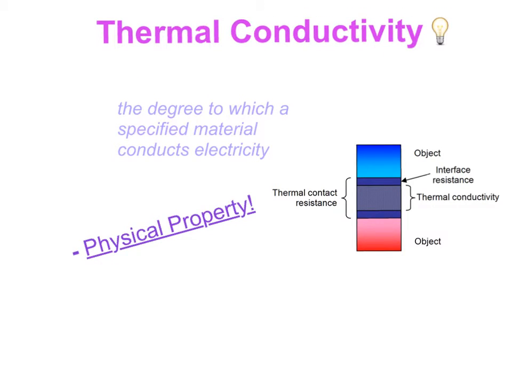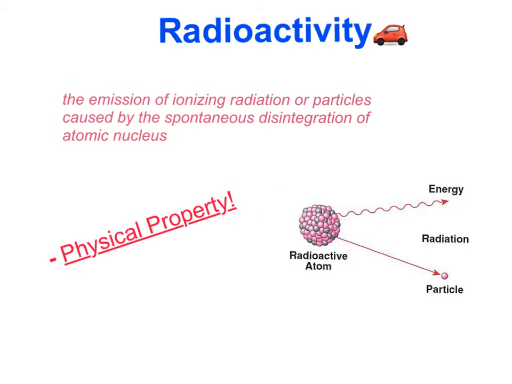Thermal conductivity. This is a physical property, and the definition is the degree to which a specified material conducts electricity, and here is an example of thermal conductivity. Next is radioactivity. This is the emission of ionizing radiation or particles caused by the spontaneous disintegration of atomic nucleus, and this is a physical property because it is majorly changing. And here's an example of the atom going to a particle, an energy, and then a radiation.